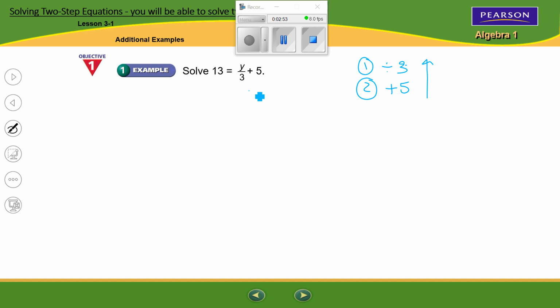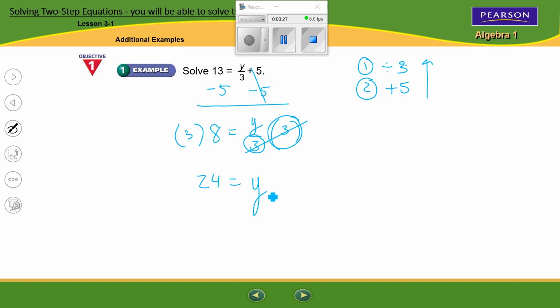So the opposite of plus 5 is minus 5. 13 minus 5, again, is 8. We are left with cancellation here, 5 minus 5 equaling 0, and we've got y divided by 3. What is the opposite of division by 3? Multiplication by 3. I'm going to indicate that by putting parentheses and a 3 on both sides. Division by 3 here, multiplication by 3 here, cancels that out. We're left with 24, hopefully, equals y.